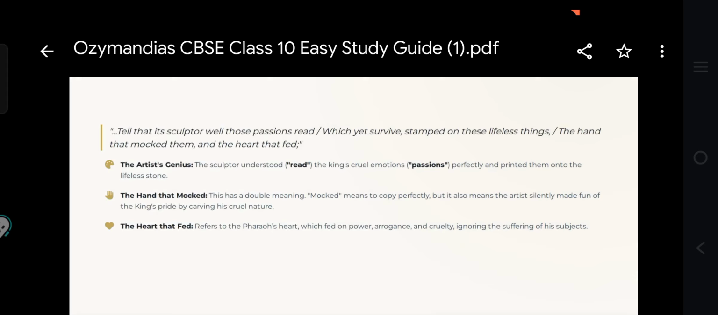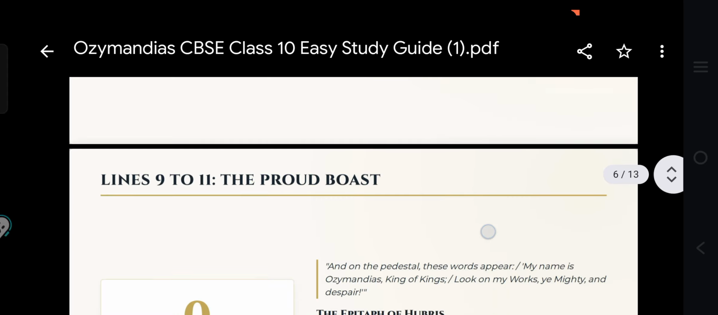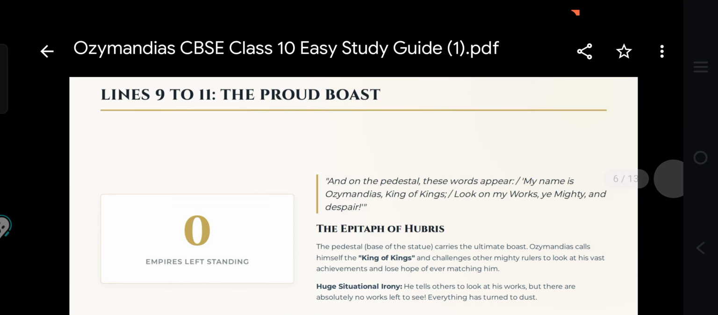The heart that fed. This refers to the Pharaoh's heart, which fed on power, arrogance, and cruelty, ignoring the sufferings of his subjects, means he ignored the sufferings of his people. This shows his boastful nature.